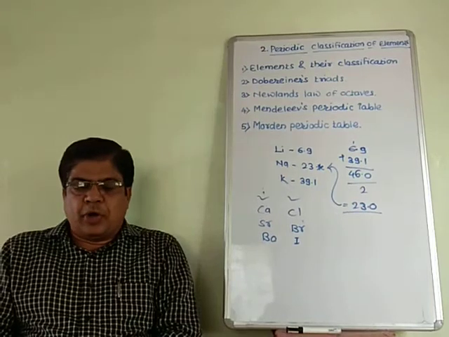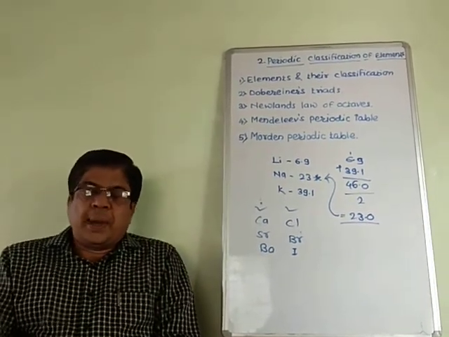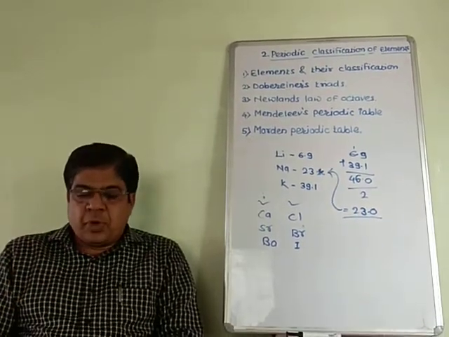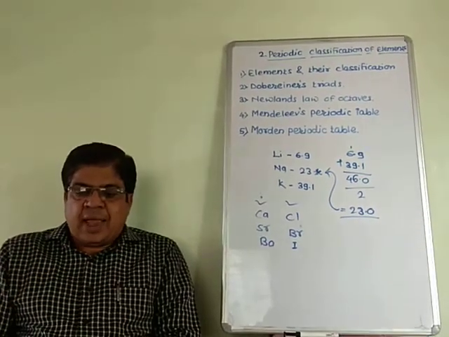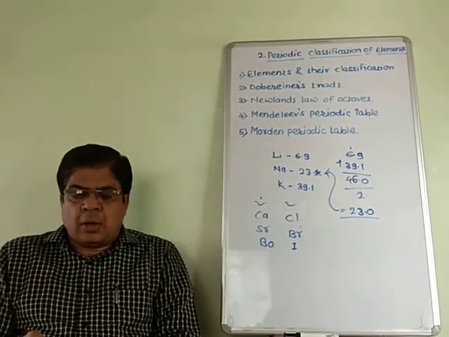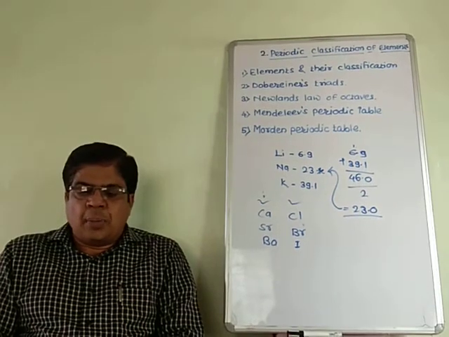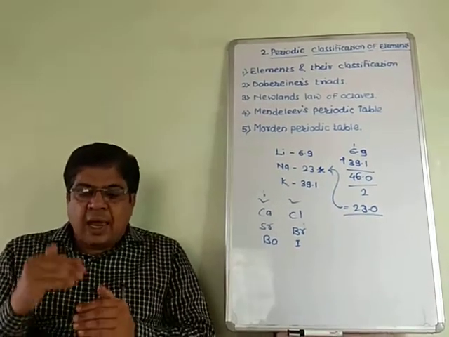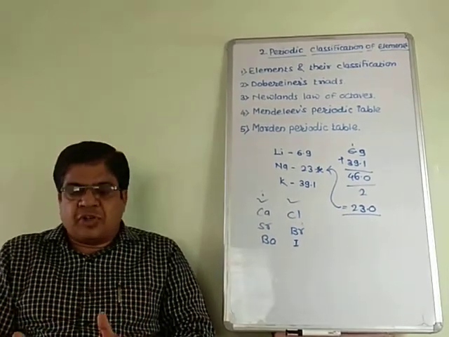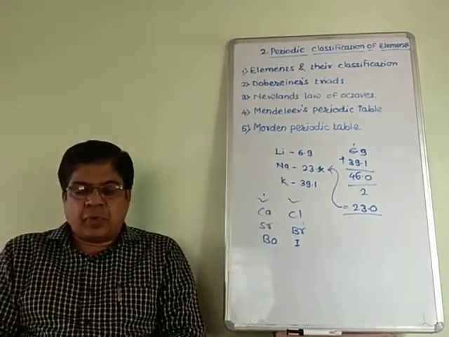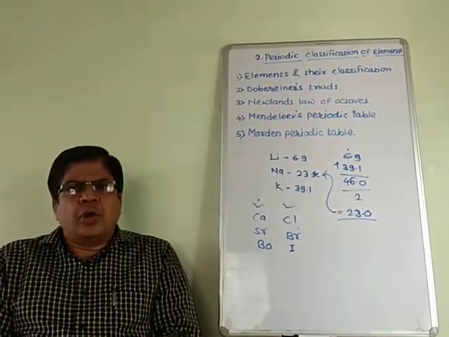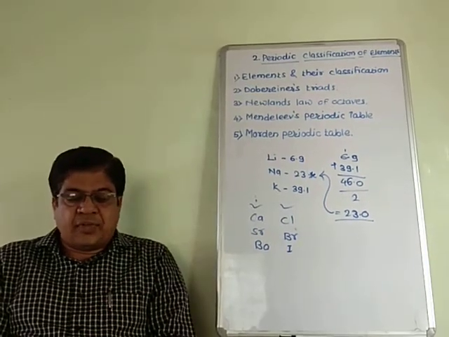According to Mendeleev's periodic law, Mendeleev's periodic law was modified into the modern periodic law, and it can be stated as: chemical and physical properties of chemical elements are periodic functions of their atomic numbers. Chemical and physical properties of elements are periodic functions of their atomic number. In the modern periodic table, elements are arranged in order of their increasing atomic numbers.